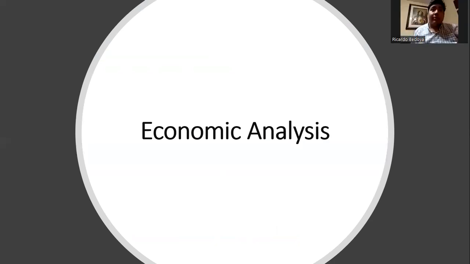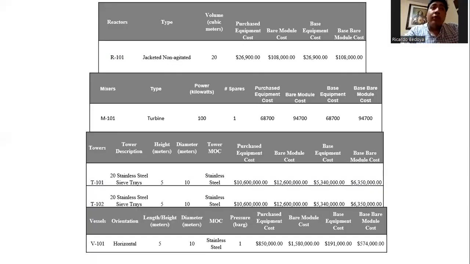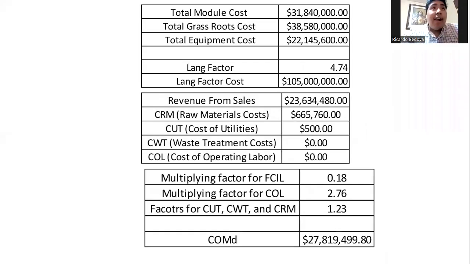Well, after we performed our simulation, we did an economic analysis using the CAPCOST tool. First, we established the equipment cost of all of the units that are present in our plant, beginning with the reactor, also using a mixer, the 2 towers, and a vessel that is approximately our flash unit. Next, we find the total equipment cost, that is 22 million, and the land factor cost, that is 105 million. Also, we establish other types of cost: the raw material cost, the cost of utilities, the waste treatment cost, and the cost of operating labor are not part of this project.